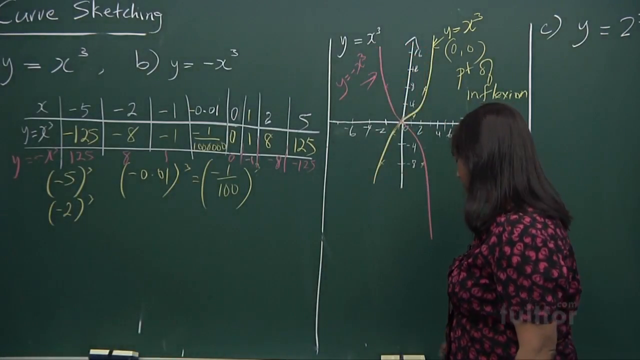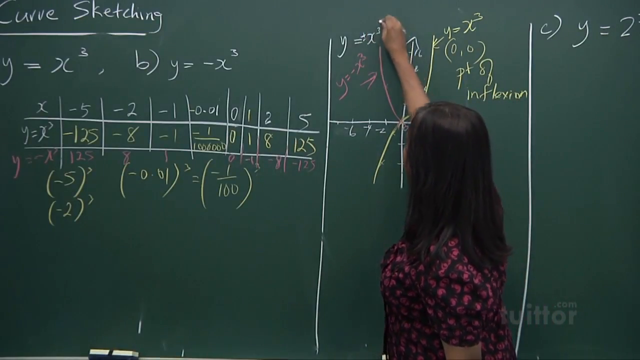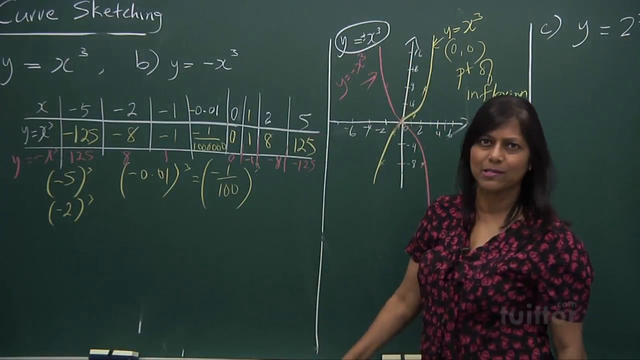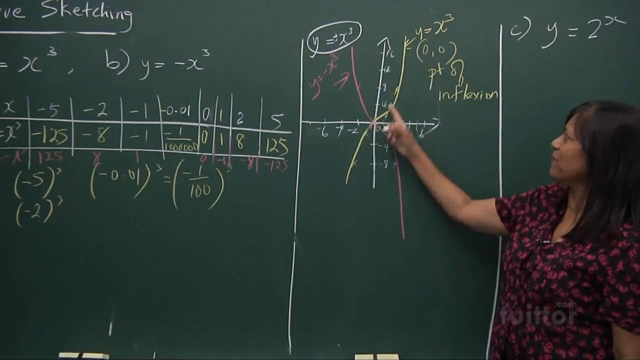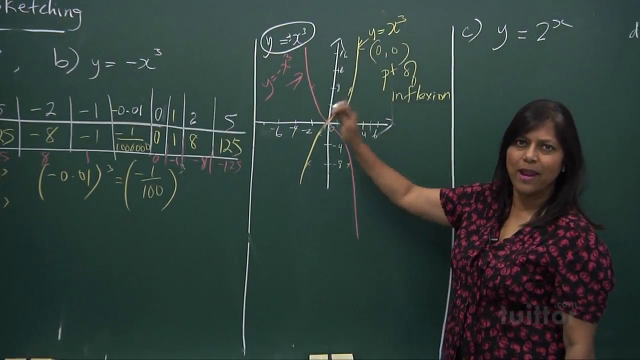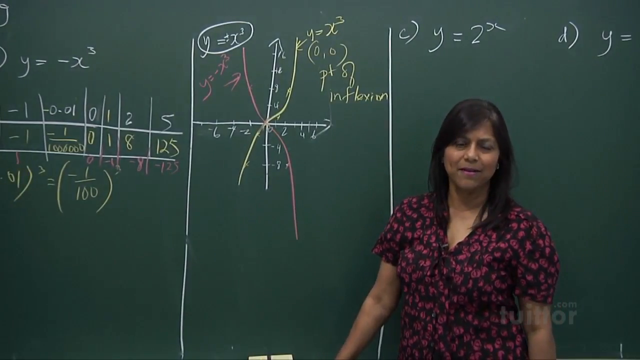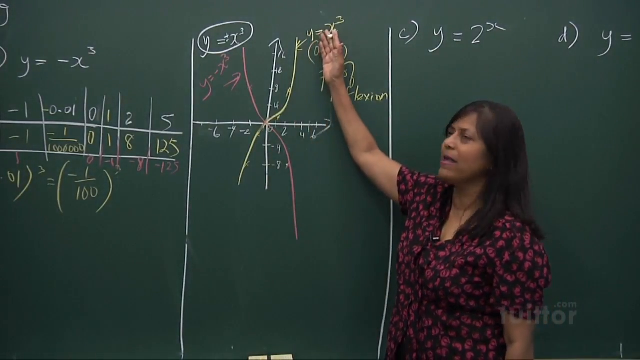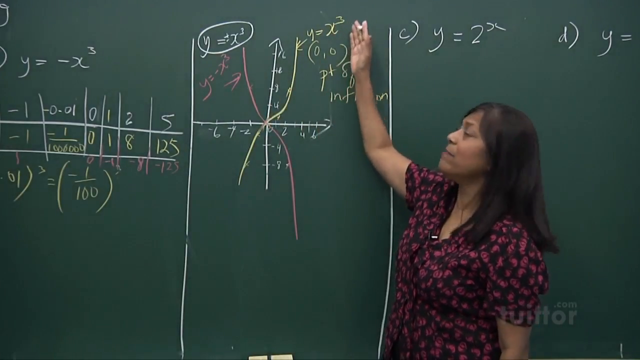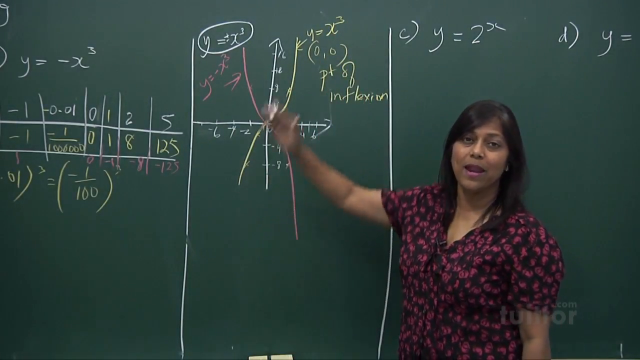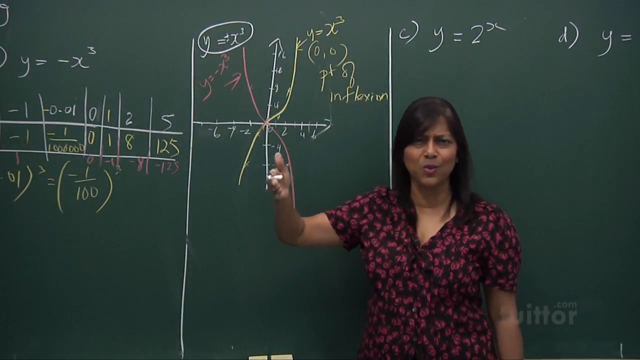So what we were trying to do earlier on was we were trying to draw the graph of y equals plus and minus x cubed. And what happened? We've got the shape of a positive x cubed. When x increases, y is increasing, right? Because it's positive x, y is x cubed. When x is 10, y becomes 1,000. When x is 100, y becomes 100 cubed.